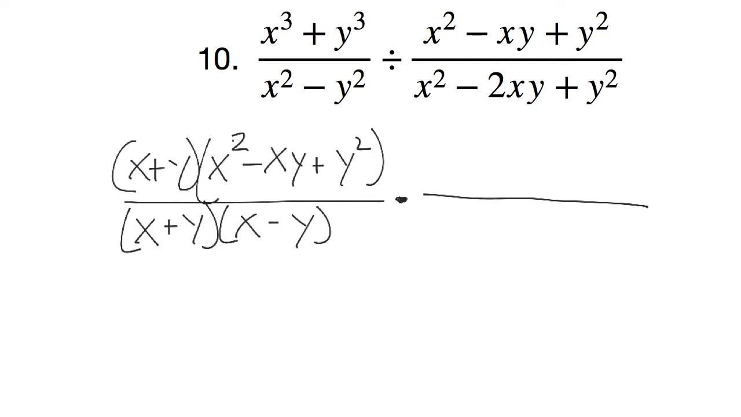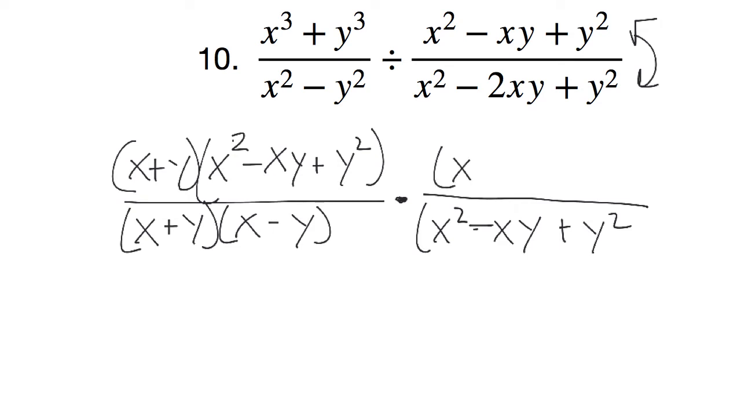Let's flip these. Take the reciprocal. We're going to put x squared minus xy plus y squared. And factoring the top, we get x minus y squared.